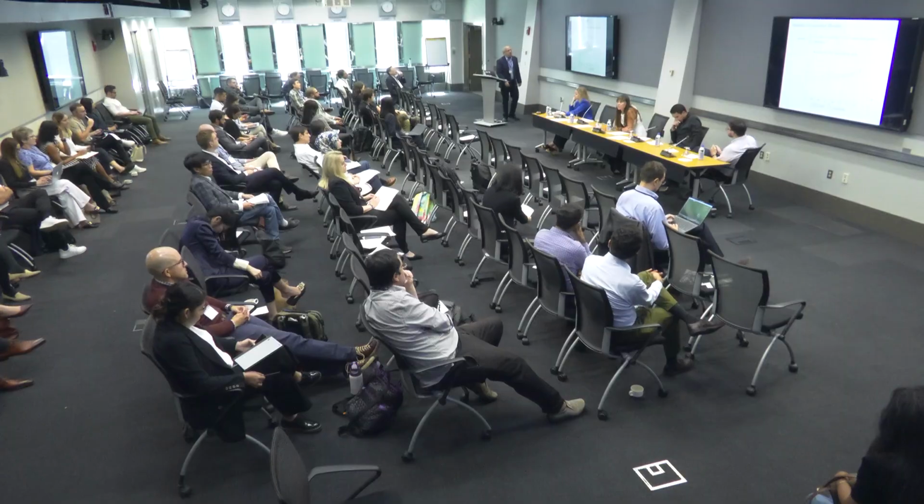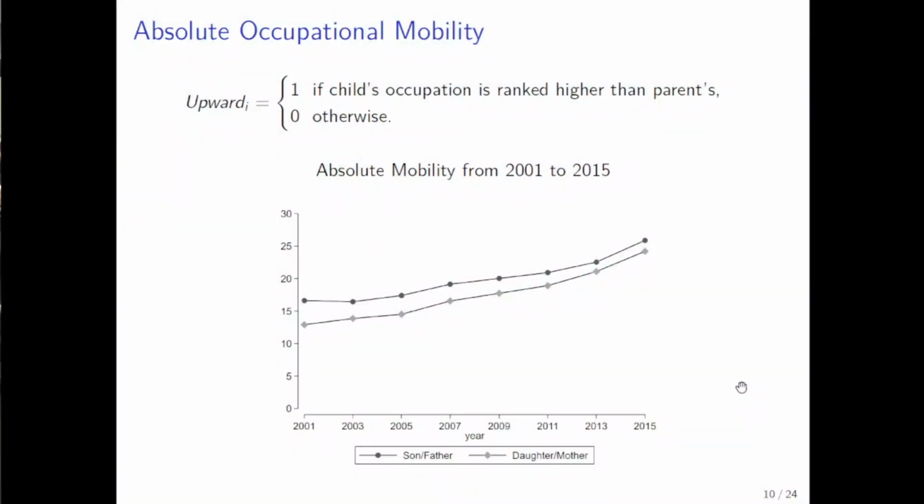So if you look at absolute mobility here, it has been going up over time, both for sons and daughters. The gap between sons and daughters in mobility was greater, 13% for daughters and 17% for sons. They've come much closer, to about 26 and 24 by 2015, but mobility has been going up. Upward mobility is defined as an indicator variable that is 1 if the child's occupation is ranked higher than the parents', as I explained to you how we rank occupations, and 0 otherwise.